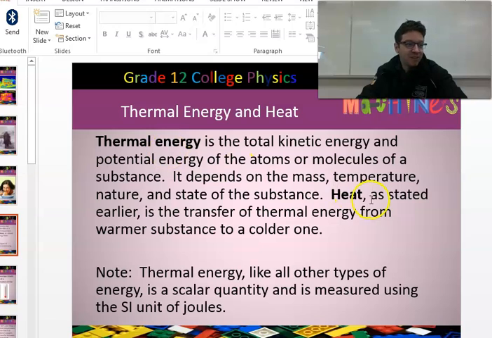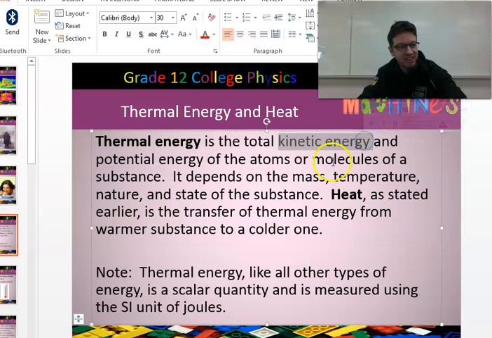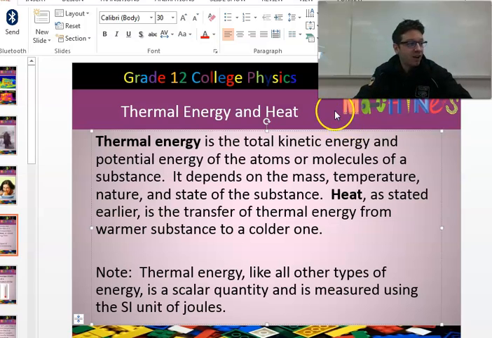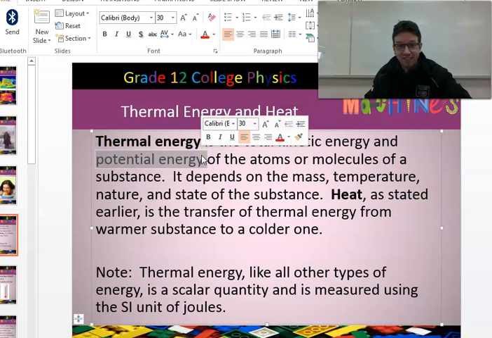So what is the difference between thermal energy and heat? Well, we talked about energy, specifically kinetic energy. Kinetic energy is the energy of motion, right? And then we also have potential energy. Right? Now, thermal energy is the total kinetic energy. So you have all these particles, and they're moving around. So it's the total kinetic energy plus potential energy of all the atoms or molecules in a substance. So when I say potential energy, in this case, I'm not talking about gravitational potential energy. I'm talking about the potential energy within those molecules themselves.